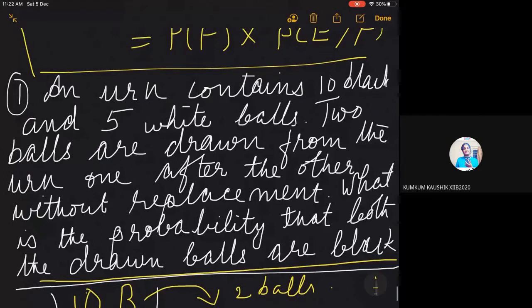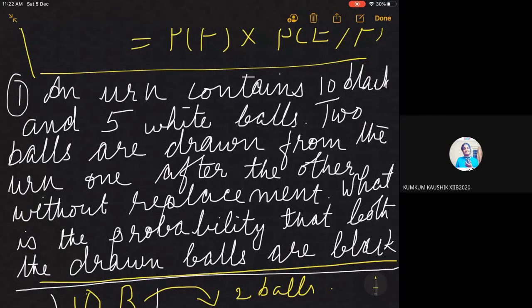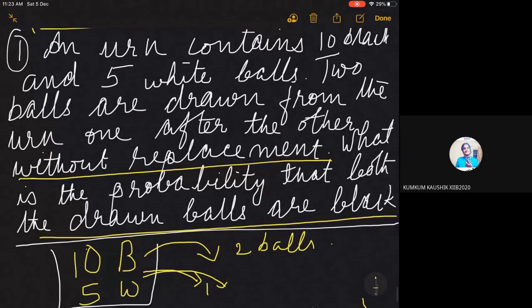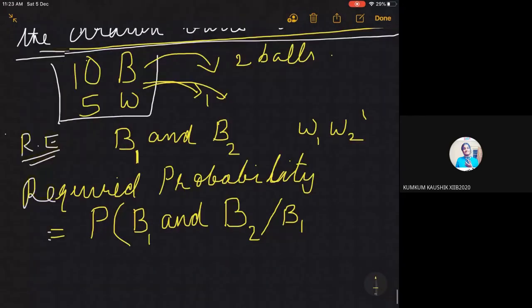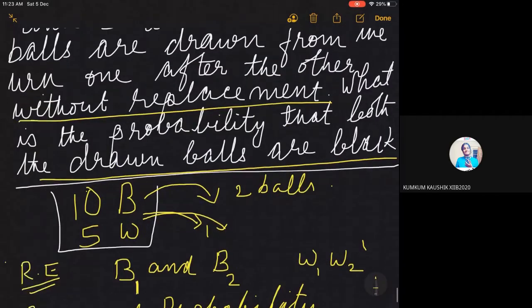The question is, two balls are drawn one after the other without replacement. This is the important part. Without replacement, you are drawing one after the other. Means you are taking one ball with the right hand and not putting it back. It is still in your right hand, and with the left hand you are taking another ball. Means already one condition has happened. First a black ball is taken, because the required probability is that we have to draw 2 black balls.